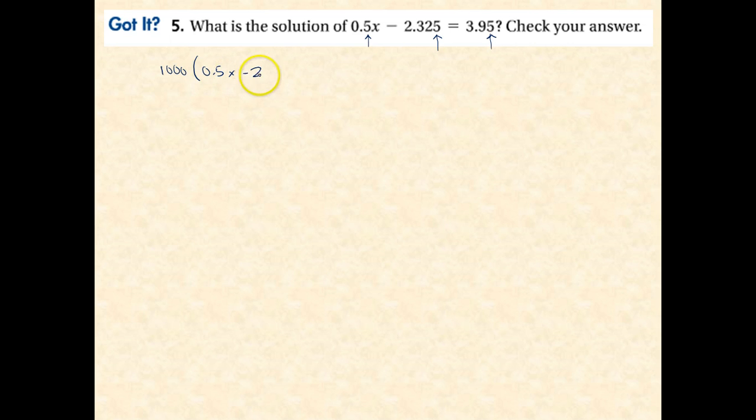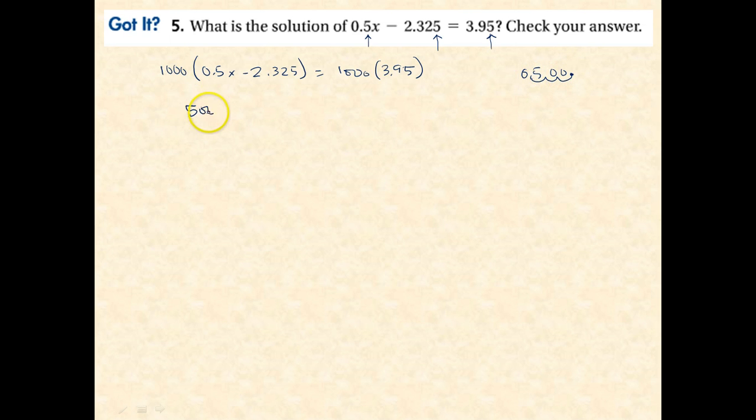0.5x minus 2.325 equals 1,000 times 3.95. So multiplying by 1,000 moves the decimal place 3 times. So I'm going to do my little thought bubble over here. 0.5 times 1,000 would be 1, 2, 3. There's my new decimal place. So that's going to be 500.